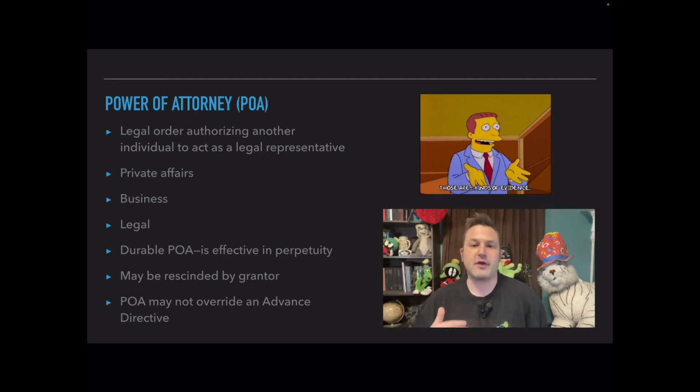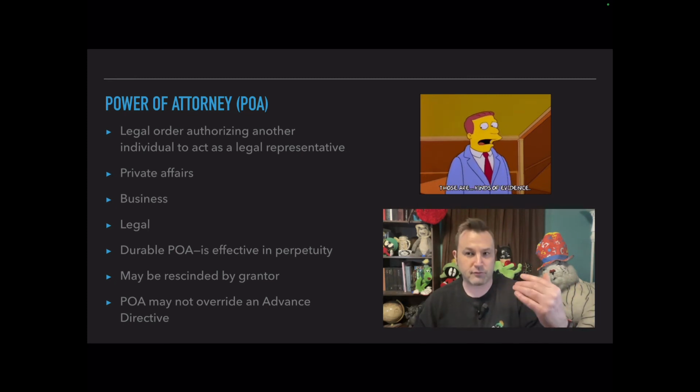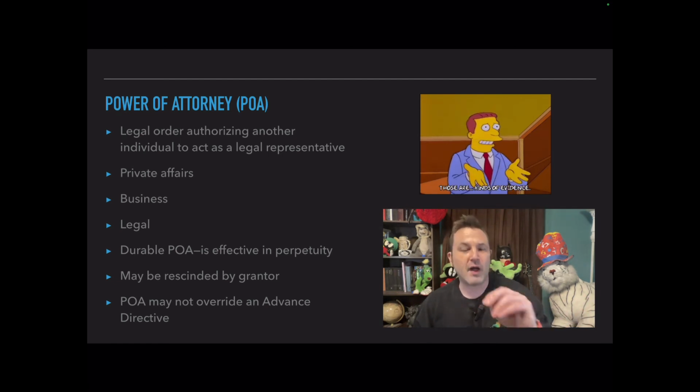There is a durable power of attorney, which means the person who is designated as power of attorney stays power of attorney until such time as the person passes away or the grantor rescinds the privileges. So I guess a durable power of attorney is in effect until the person passes away or fires their POA. Two other things. The POA may not override advance directives. So if there already is a living will in place by the patient, the power of attorney can't override that. The hospital or the facility in question will follow those instructions instead.